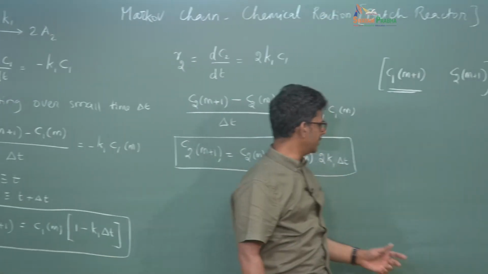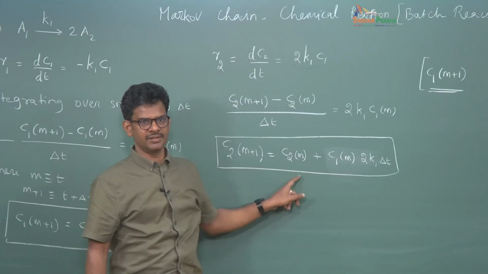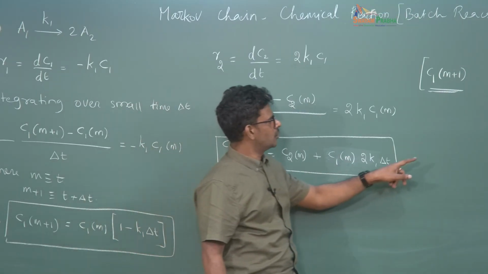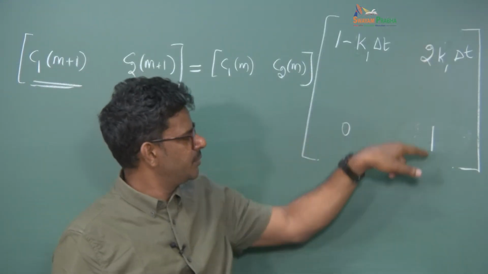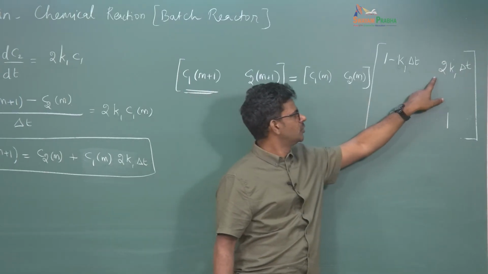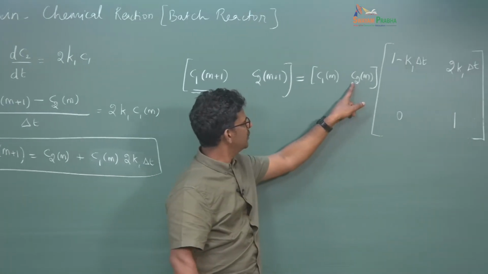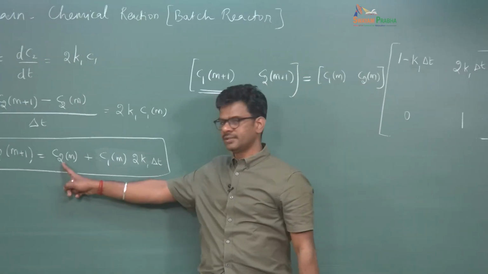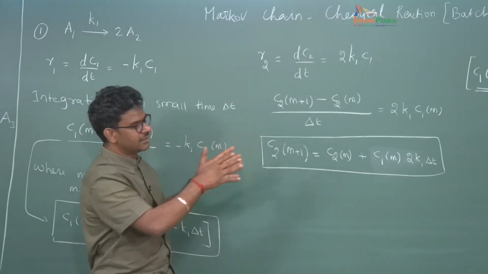Okay. Similarly, if you take this one, you have got both C1m and C2m, both are actually contributing. So for C2m plus 1, you take this row vector and then multiply element wise in this column. So you'll get C1 times 2K1 delta T plus C2 times 1. Okay. So these two sets of equations we are basically writing in this matrix form.